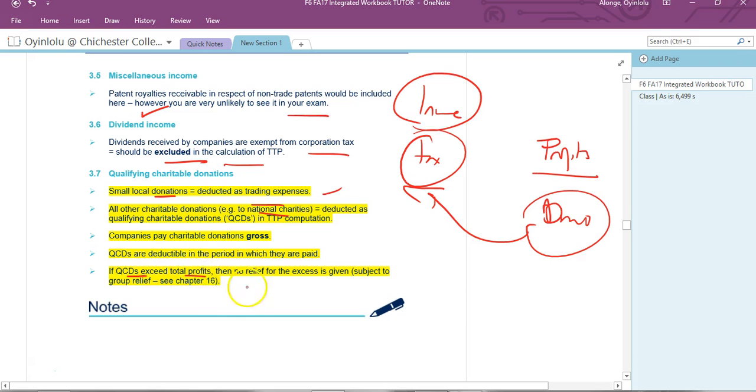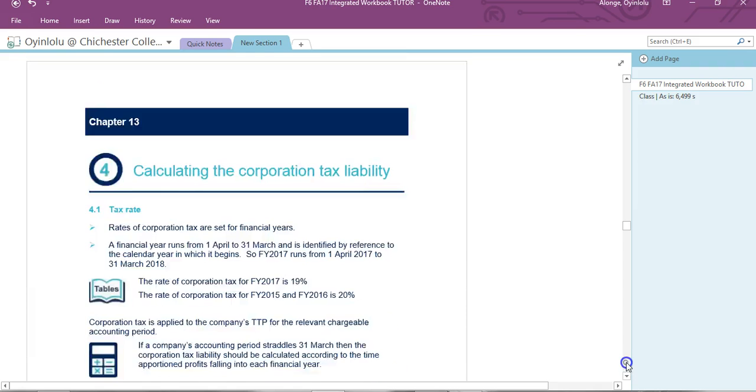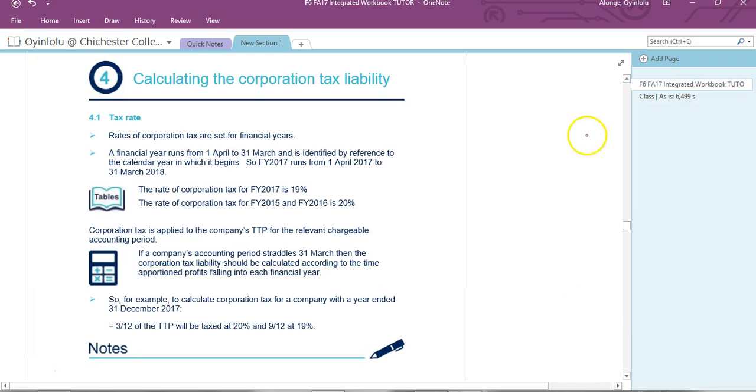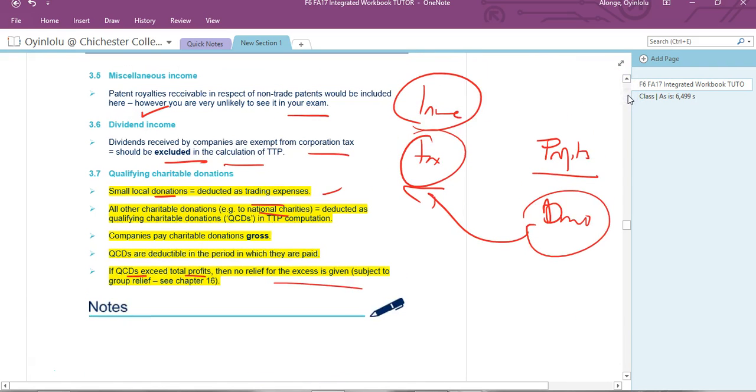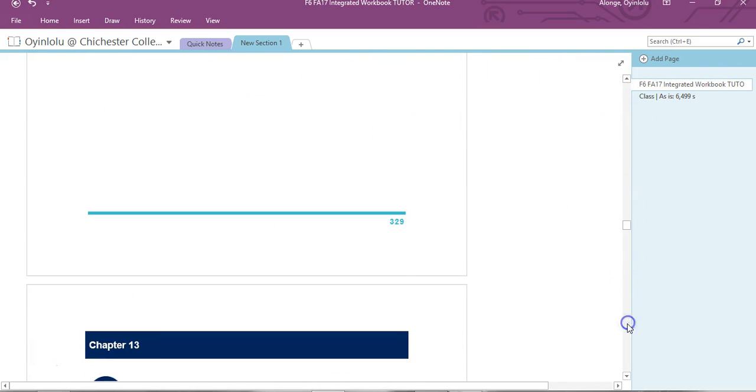Now, if QCDs exceed total profits, there's no relief. QCDs can't make your total profits even worse. So that's just it. Hopefully, you'll do an exercise soon. I thought there was a question here after this. No, there isn't. Okay, great.